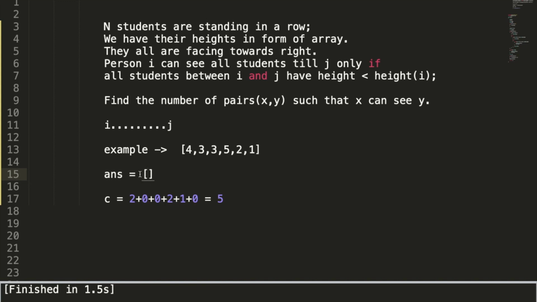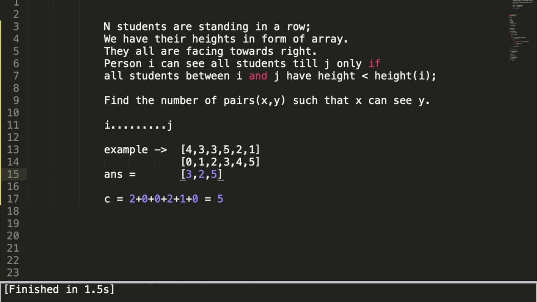So for 4, if I need to calculate, first I'm going to write the indexes. For 4 we have 0, 1, 2, 3, 4, 5. These are the indexes. For 4 the next greater element is at index 3, so we write 3. For 3, next greater or equal, it is 2. Now for 3 we have 5. It will be 5.